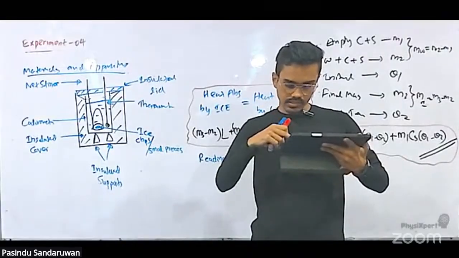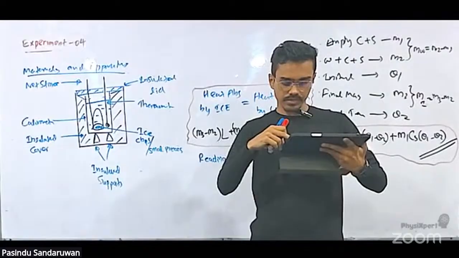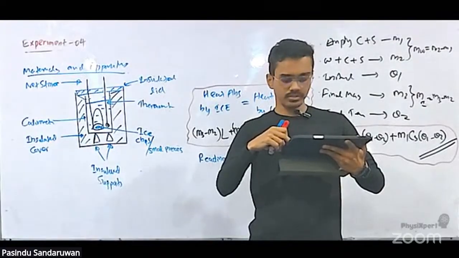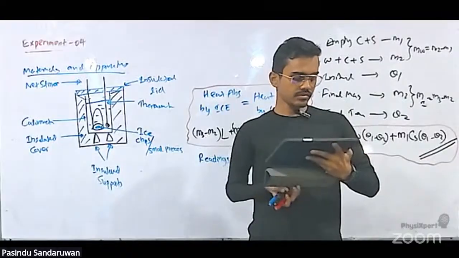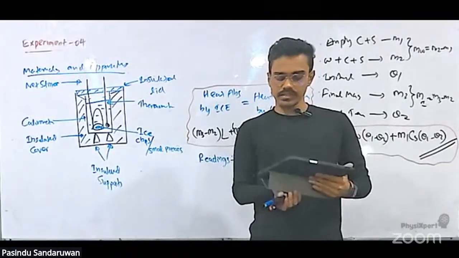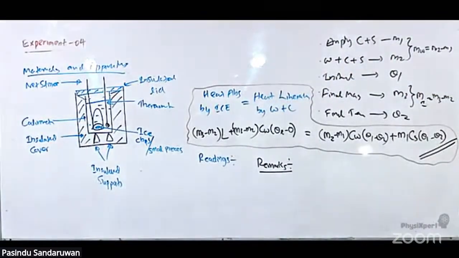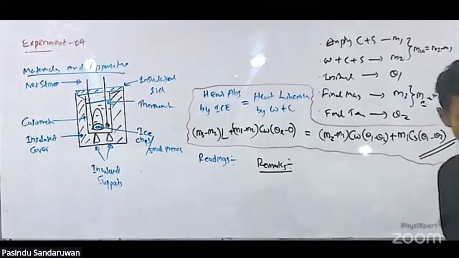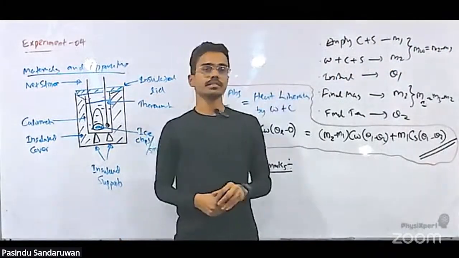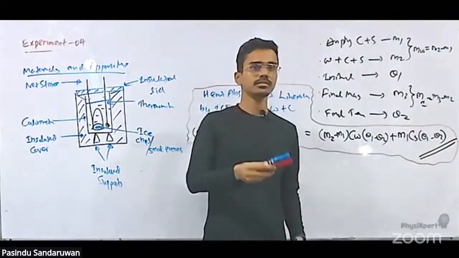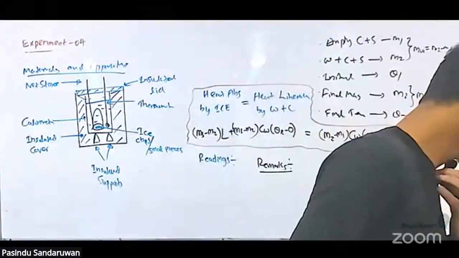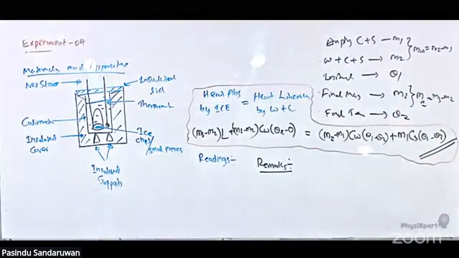So are the ice chips added one by one or as a bulk? I already told you, one by one. Any other questions? All good?